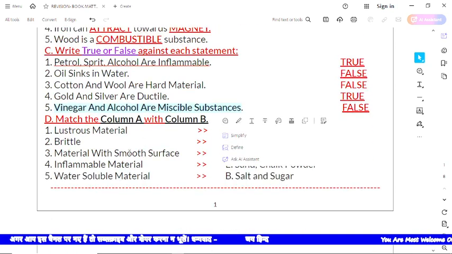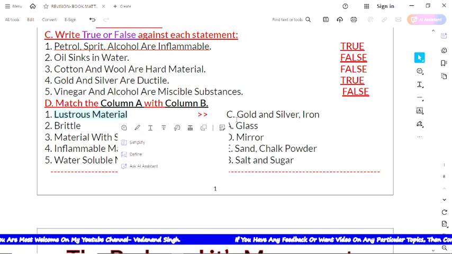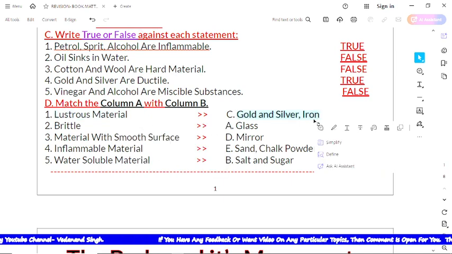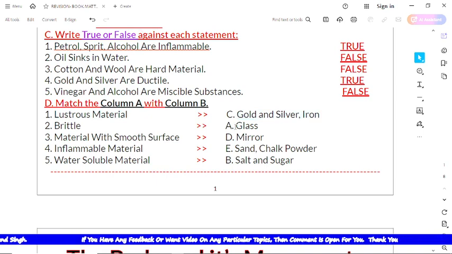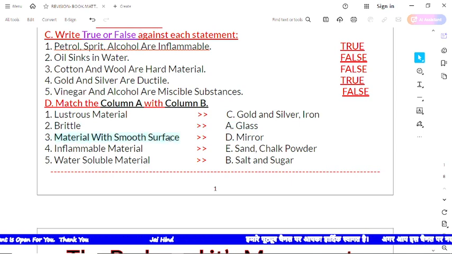The next question, fifth: vinegar and alcohol are miscible substances. That is false. The next question is match the column. This is the A column and the B column. I have written the correct answer in front of each one. The lustrous material is what? Gold and silver are the lustrous materials. The next is brittle materials. Glass is a brittle material. Now the next is material with a smooth surface. The mirror is the correct option for this question.